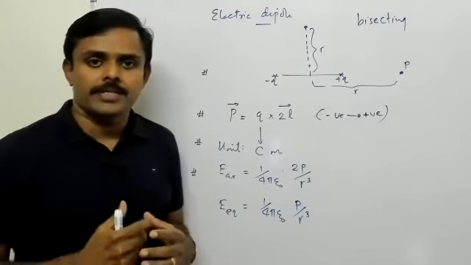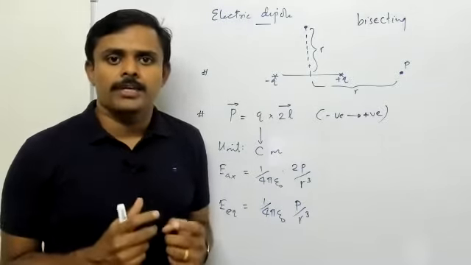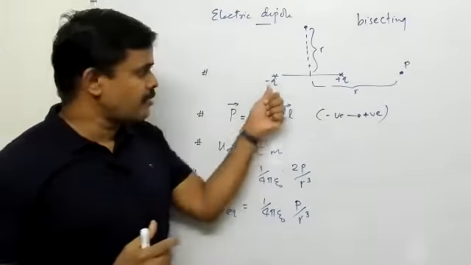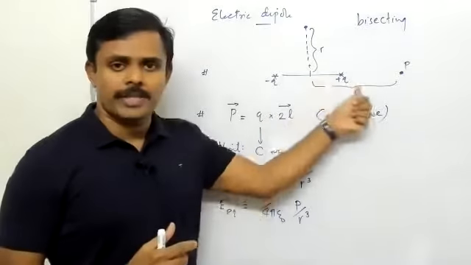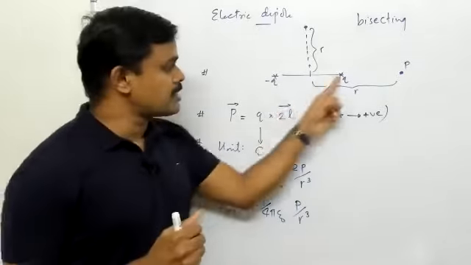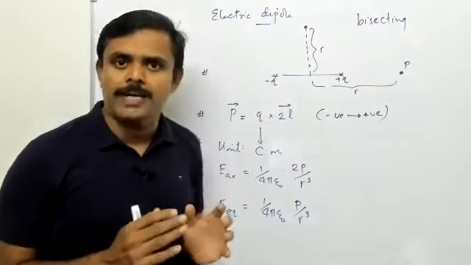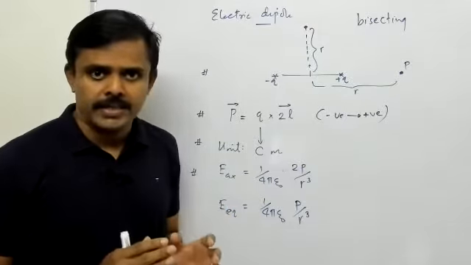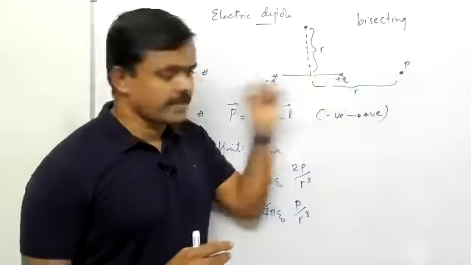An electric dipole is a system of two equal and opposite charges. Look at this, plus Q and minus Q. They are separated by a very small distance. The very small distance is usually taken as 2L for mathematical convenience. And half length is L, half length is L.